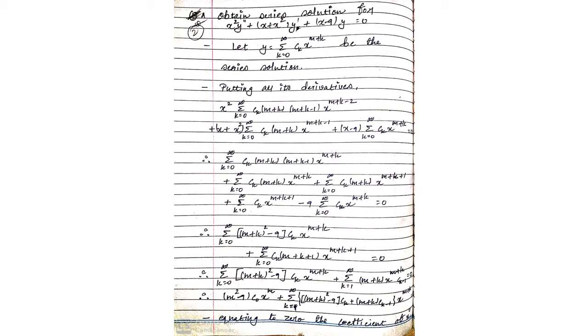See, the question is: obtain the series solution, or we can say find the series solution by the Frobenius method, for the singular point, x square y double dash plus x square bracket over y dash plus x minus 9 into y equals to 0.